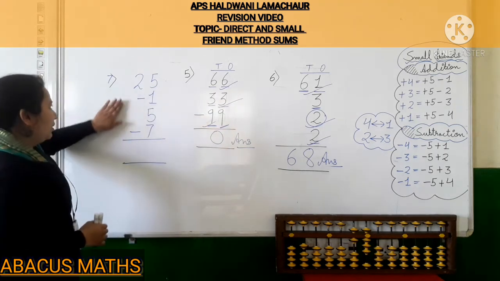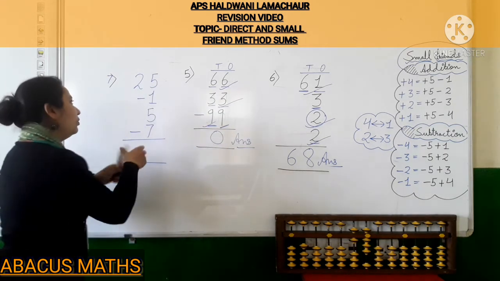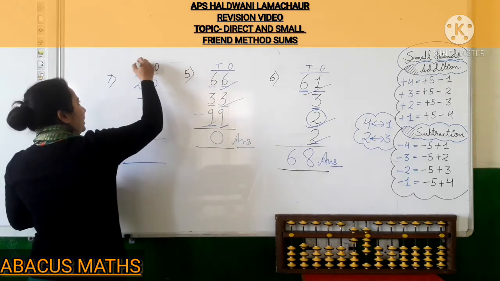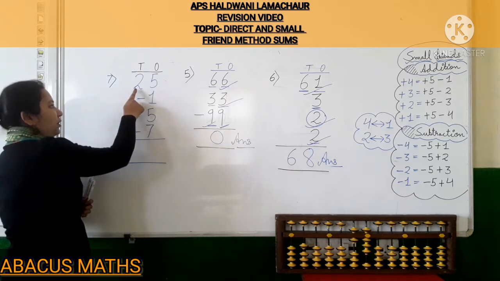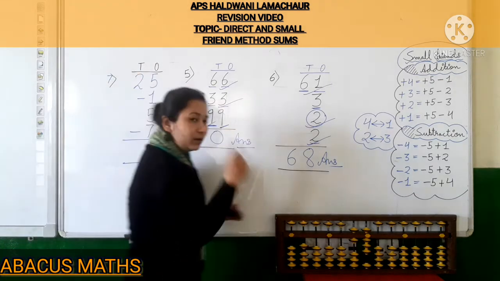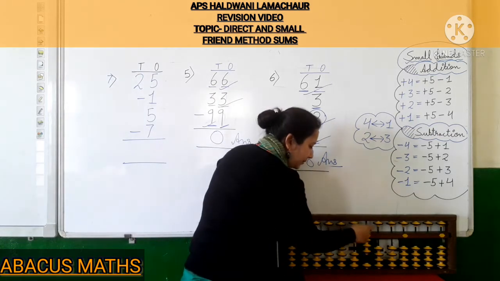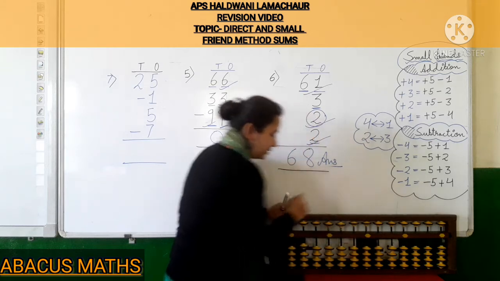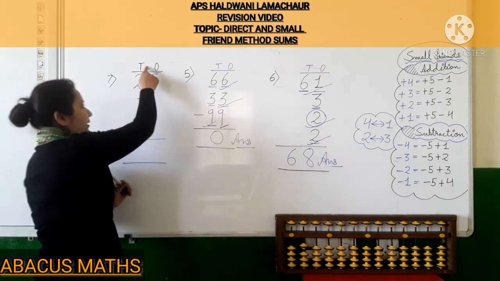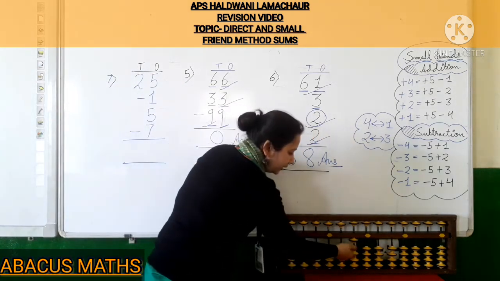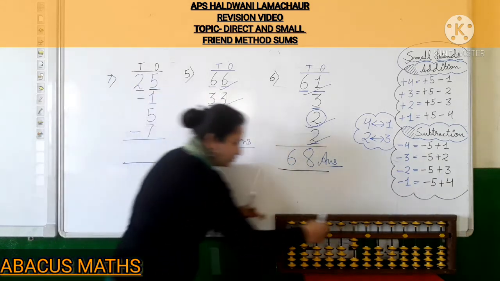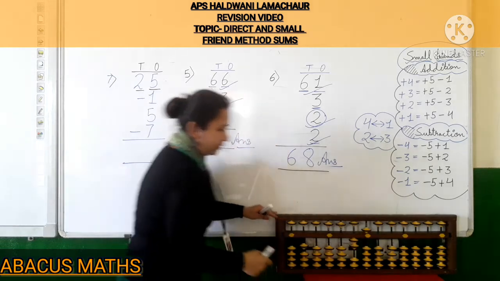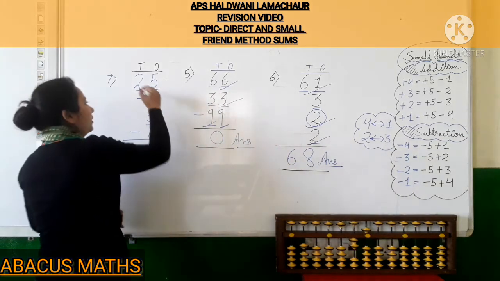Now kids, it's your last sum. As you know, the first row will go in ones, second row will go in tens. First of all set your abacus, upper beads up, lower beads down. Now first of all add this 2 in tens rod. 1, 2, and this 5 in ones rod. 5. It's 25. Now this is done.